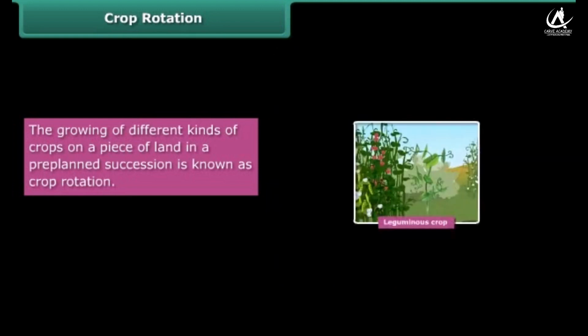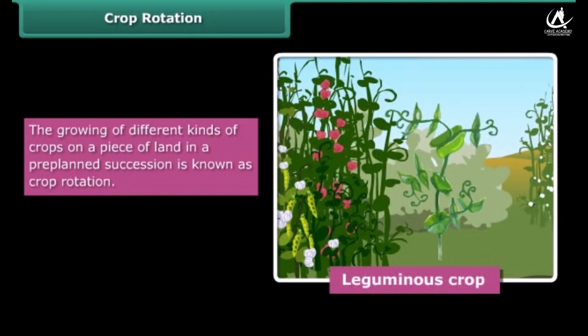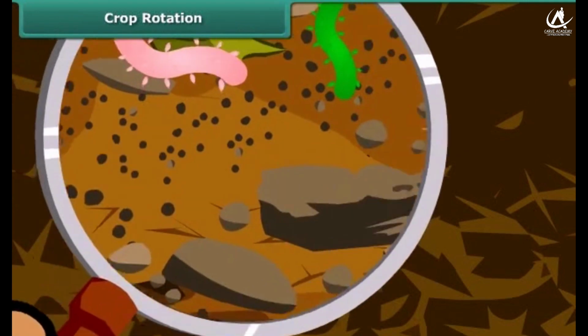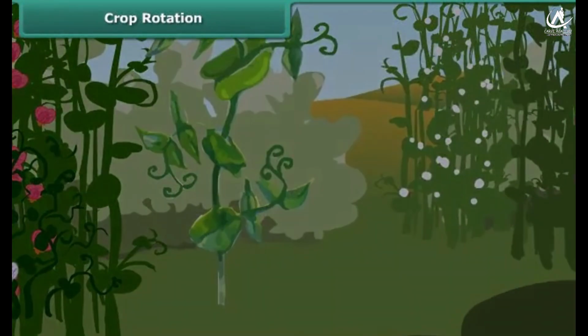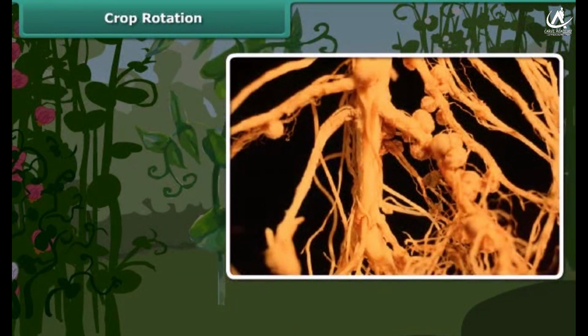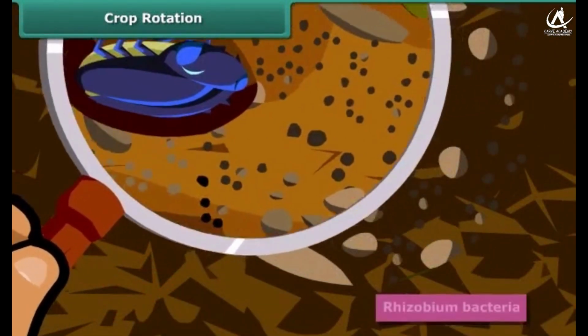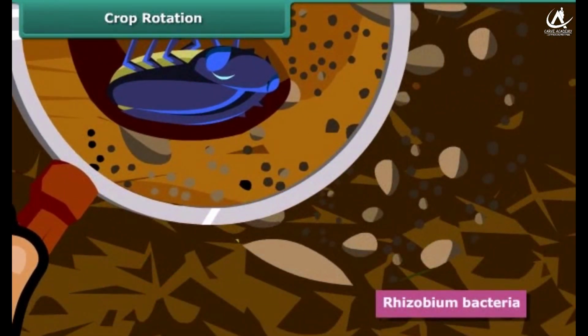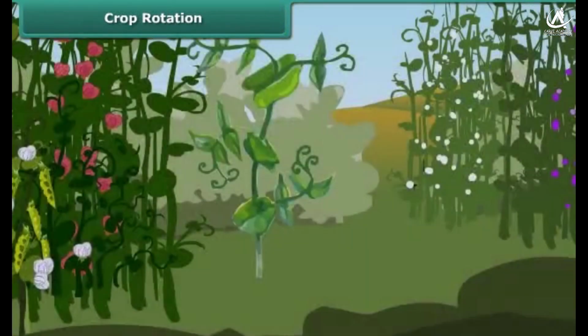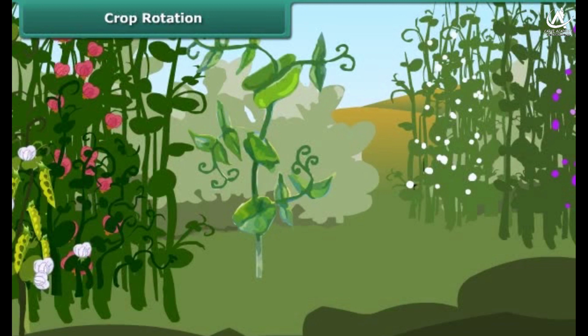So by rotation, a leguminous crop should be grown after a cereal crop. You will be surprised to know that some bacteria are present in the root nodules of these leguminous plants. These are known as rhizobium bacteria, which fix atmospheric nitrogen to form nitrogen compounds. When these nitrogen compounds go into the soil, it becomes more fertile. Thus, planting leguminous plants will result in nitrogen-rich soil, and when a cereal is grown in this soil, food grain production increases.